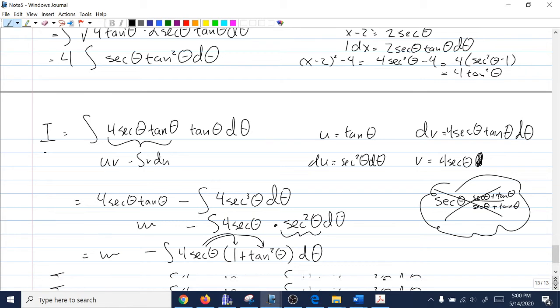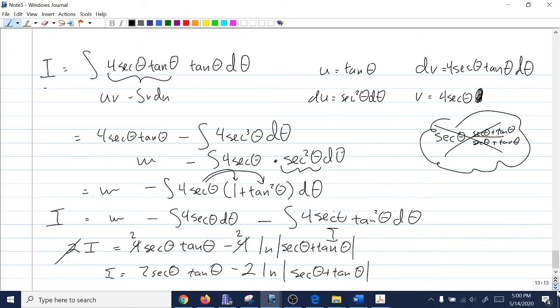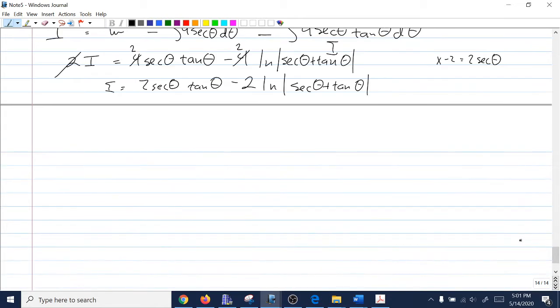What was my original setup? It was x minus 2 equals 2 secant theta. I got to do a reference triangle to get my answer. If x minus 2 is 2 secant theta, x minus 2 over 2 equals secant theta, so cosine theta is 2 over x minus 2. So my reference triangle will have adjacent over hypotenuse equal to 2 over x minus 2, so this last side is the square root of that squared minus that squared.